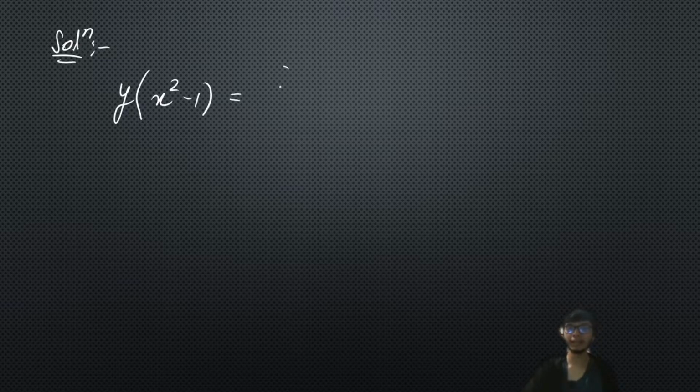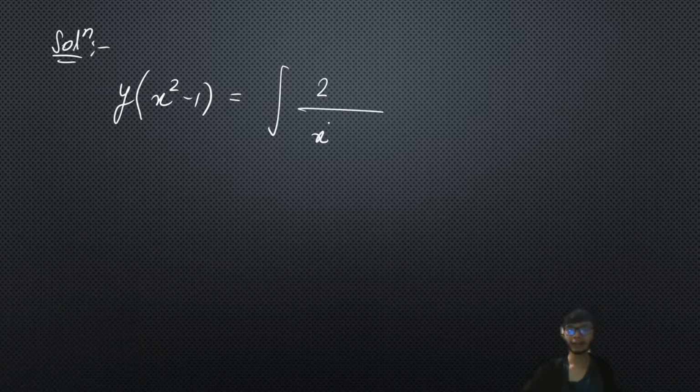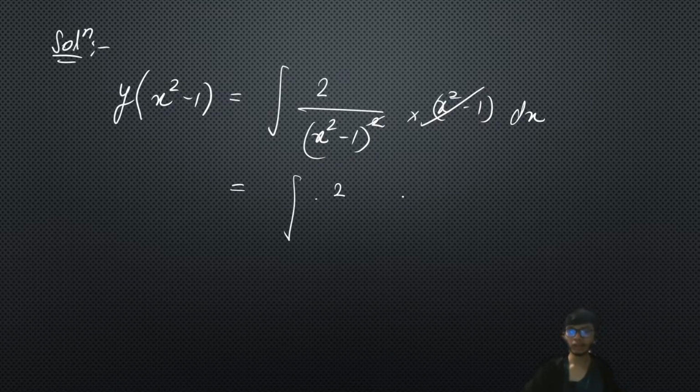So if I solve this, the solution will basically be y into x square minus 1 equals integration of 2 divided by x square minus 1 whole square into the integrating factor. So from here this part and this part will cancel out. So we get this integration, very simple, that is 2 by x square minus 1 dx, right?